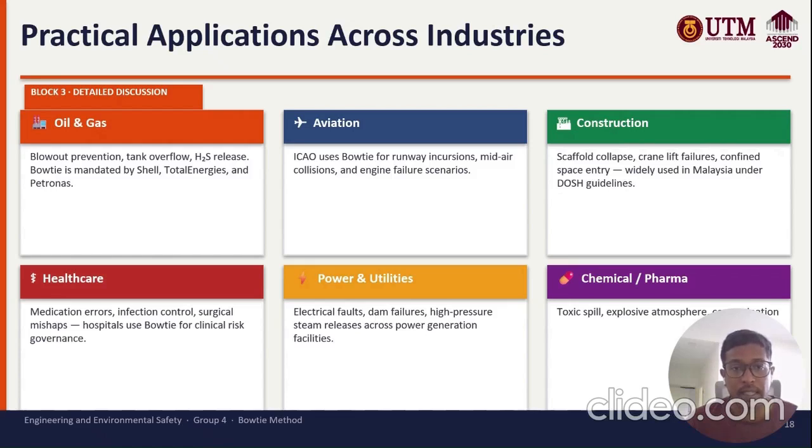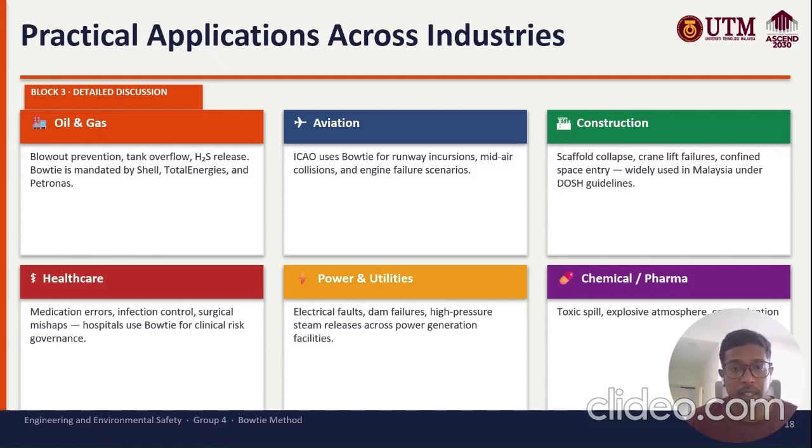In the healthcare sector, hospitals use bow tie too, for medication errors, infection control, and surgical mishaps. This helps clinical teams to see how a small procedural gap can escalate into a patient harm event.